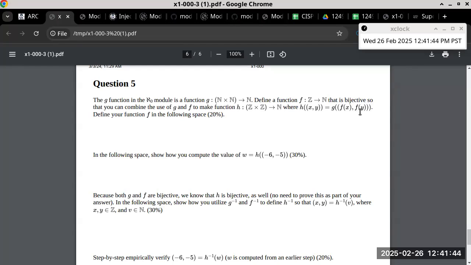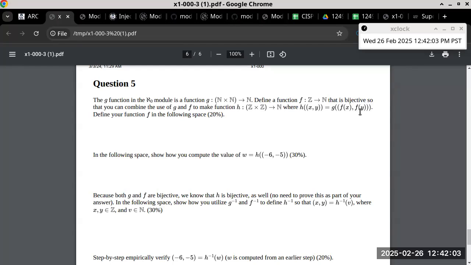So we just have to apply f twice. Once to -6, once to -5, it comes back with two natural numbers, and then we use those two natural numbers, apply G, done. And that's how we got 219 as an answer.